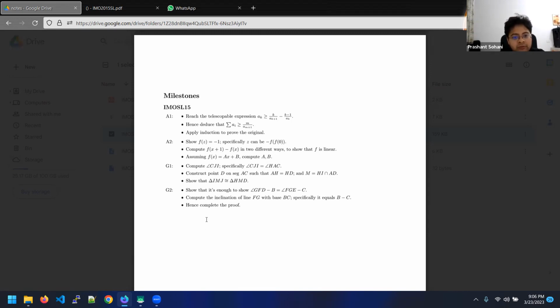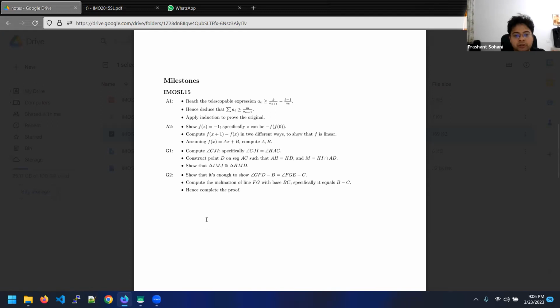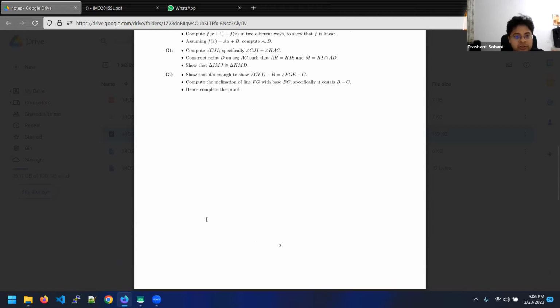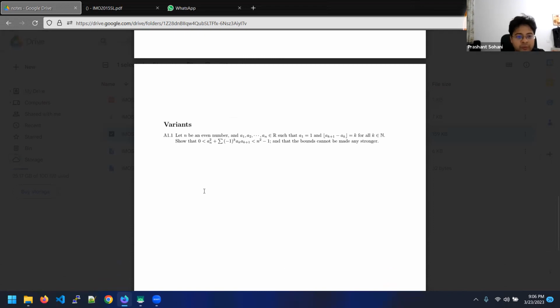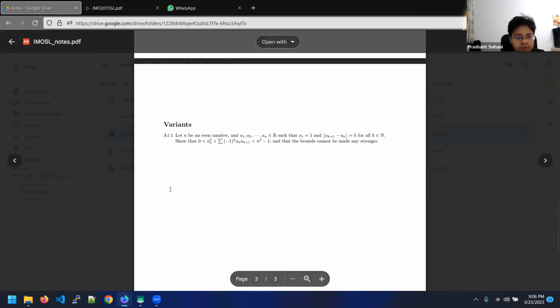And then the third thing, which is very important, which I again keep emphasizing, is constructing new problems. So the first was strategies, the next is milestones, and the third is variants. Variants means taking the same idea and trying to create your own problem based on it. For example, for the first question which had the telescopic sum, which led to the inequality, I tried to modify that and come up with one problem.